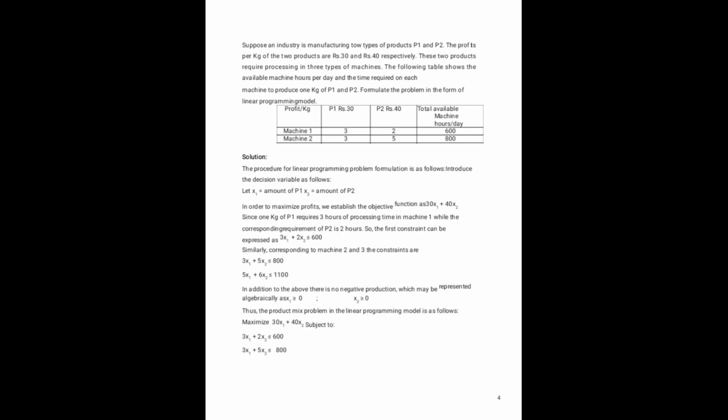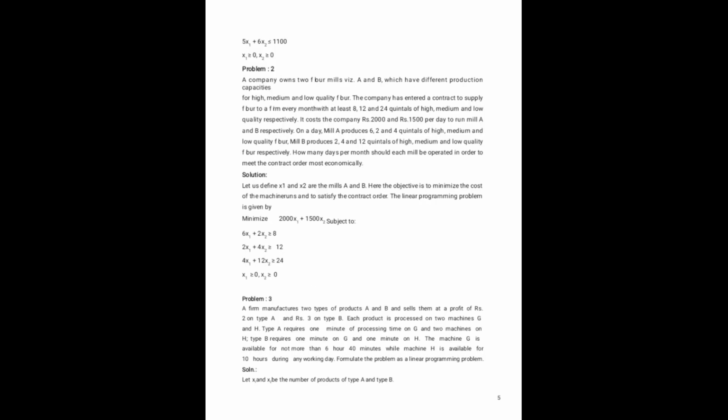The product mix problem in the linear programming model is: maximize 30x1 plus 40x2 subject to 3x1 plus 2x2 less than or equal to 600, 3x1 plus 5x2 less than or equal to 800, 5x1 plus 6x2 less than or equal to 1100, x1 greater than or equal to 0, x2 greater than or equal to 0. And this is the LPP.